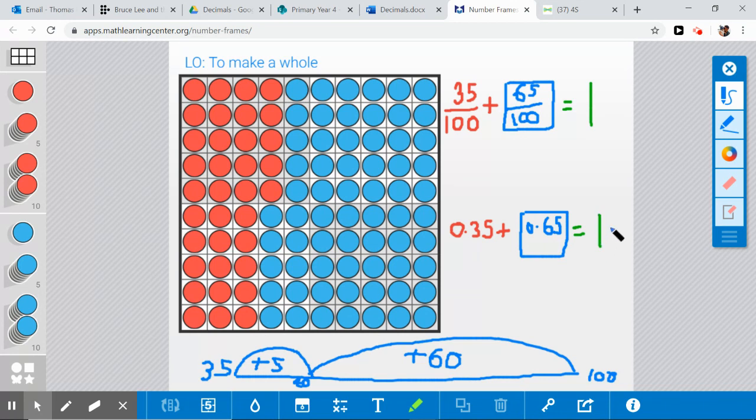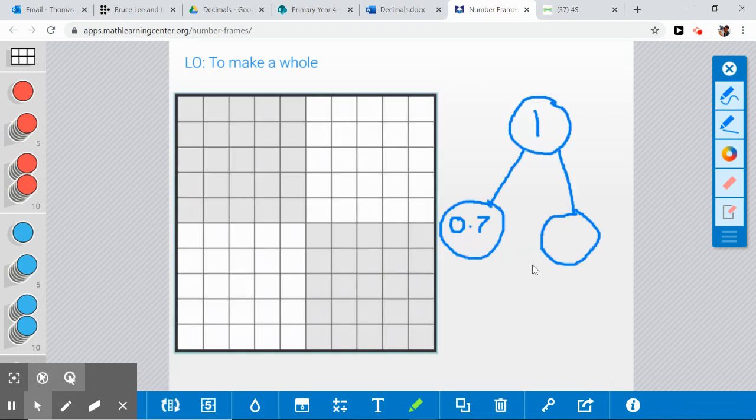So let's look at an example of your challenges today. So this question is an example of what you can expect from challenge 2. So we've got 0.7. So we need to find what we add to 0.7 to make one whole one. And our answer will go here. So some of you may know that already.